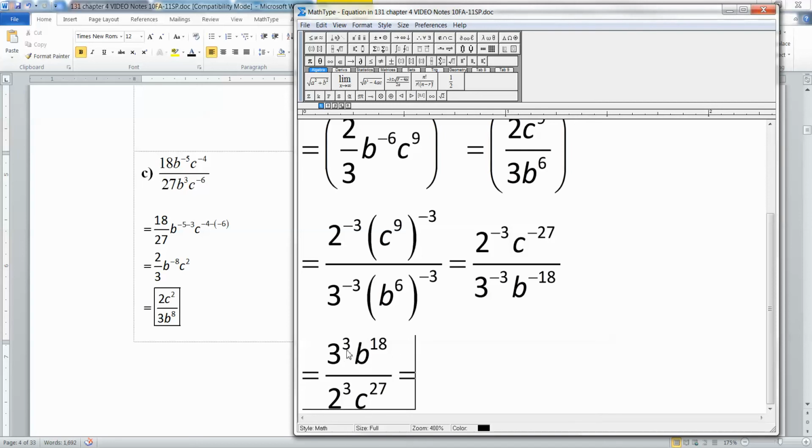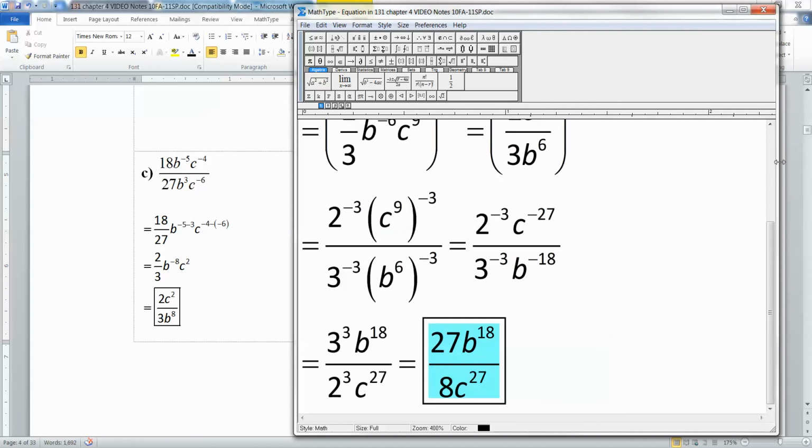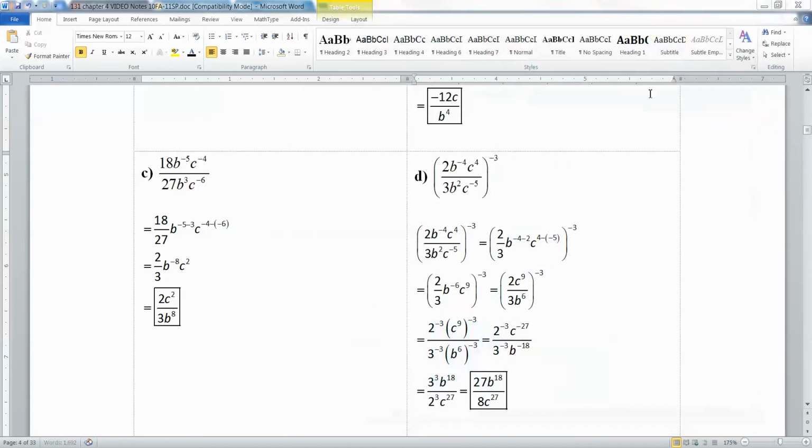Now, this is all done except you're not supposed to leave 3 to the 3rd and stuff. You're supposed to be able to find those numbers. So that's 27, b to the 18, 8, c to the 27. Yes, I know there were other ways to do that if you liked, but I just want to show one way. Otherwise, everybody will get all confused. I can think of 4 different ways off the top of my head to do this problem. So I just kind of kept going.